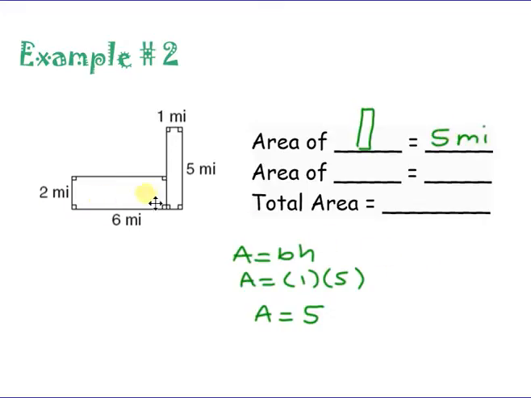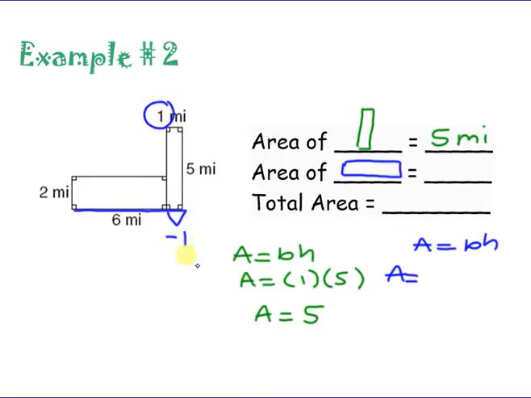Now, I'm now going to work with the rectangle that's more horizontal. Same formula though. Area equals base times height. Area equals. Now, here's where we have to be really careful. This says 6 miles, but 6 miles is the length of this entire base, which includes this part right here. This is not part of this rectangle, so we need to take this part out of it. How do we do that? Well, we know that this is the same length as this, which is 1 mile.